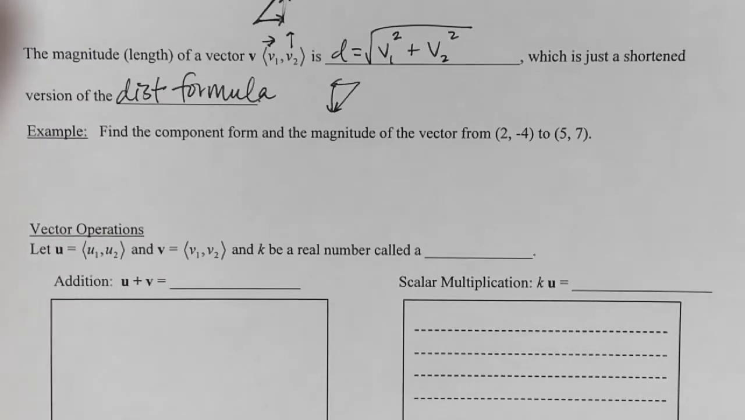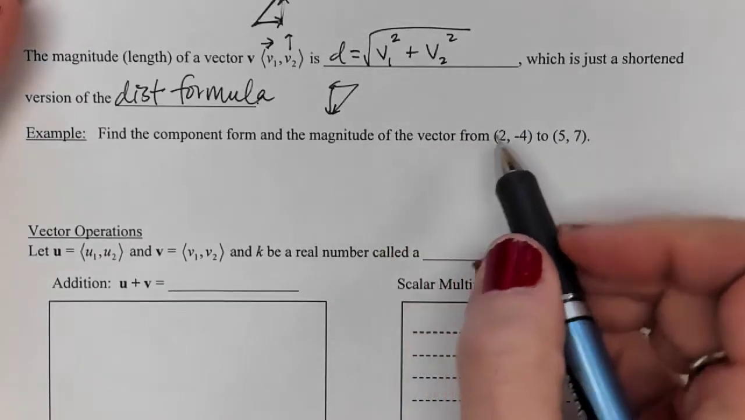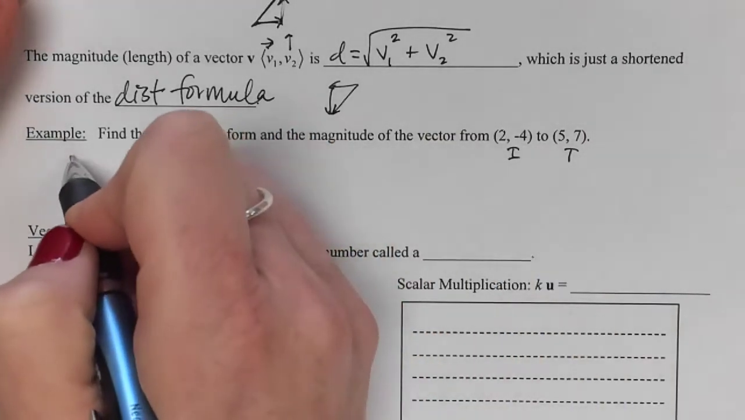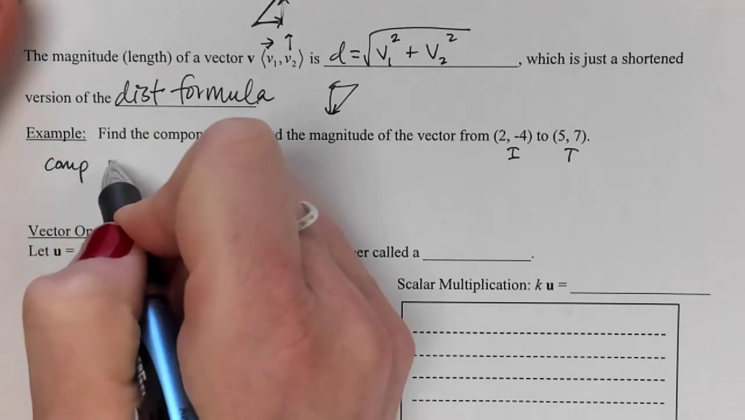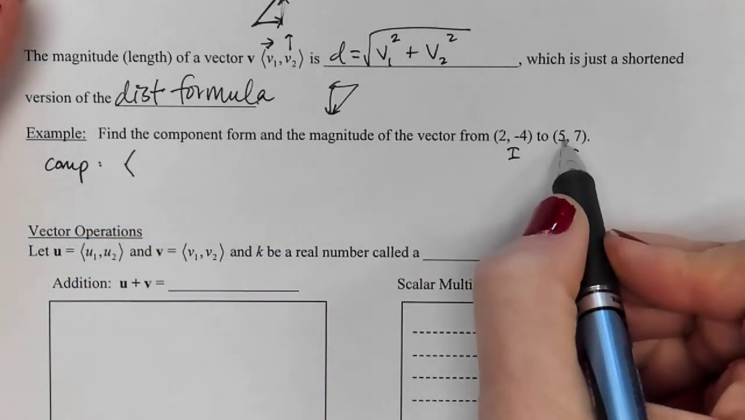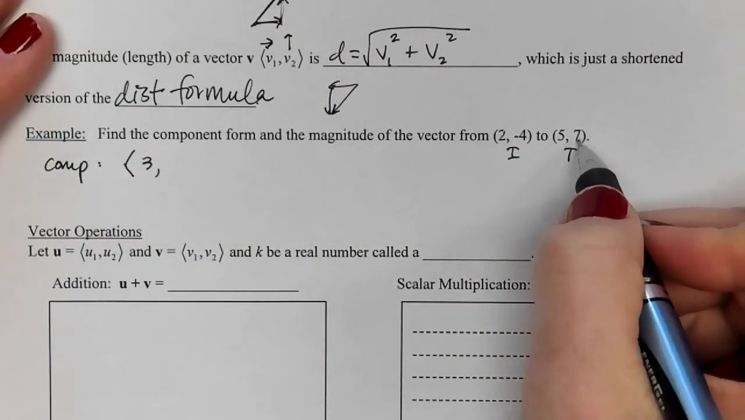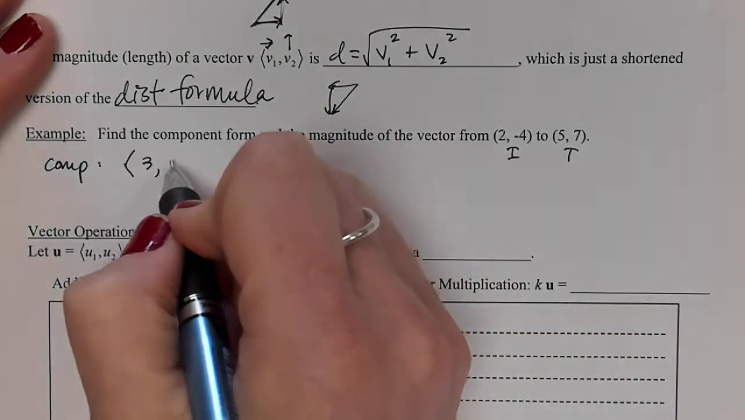So the next example says find the component form and the magnitude of the vector from here to here. Initial, terminal. So the component form is x minus x, 5 minus 2, and y minus y, 7 minus negative 4.